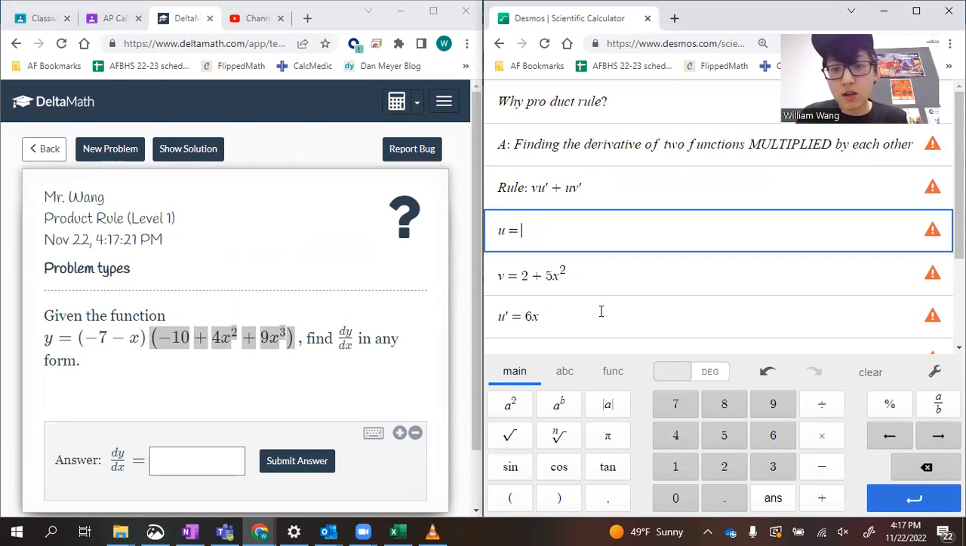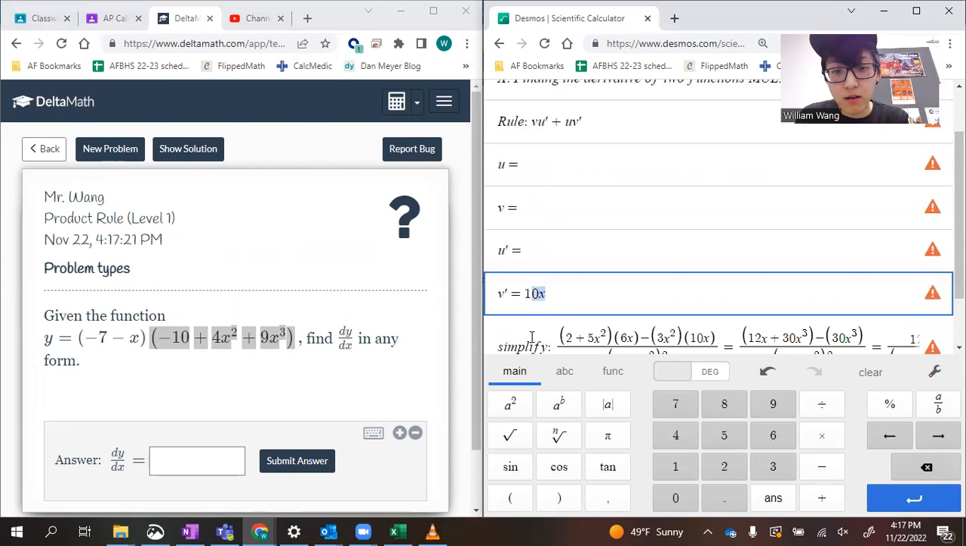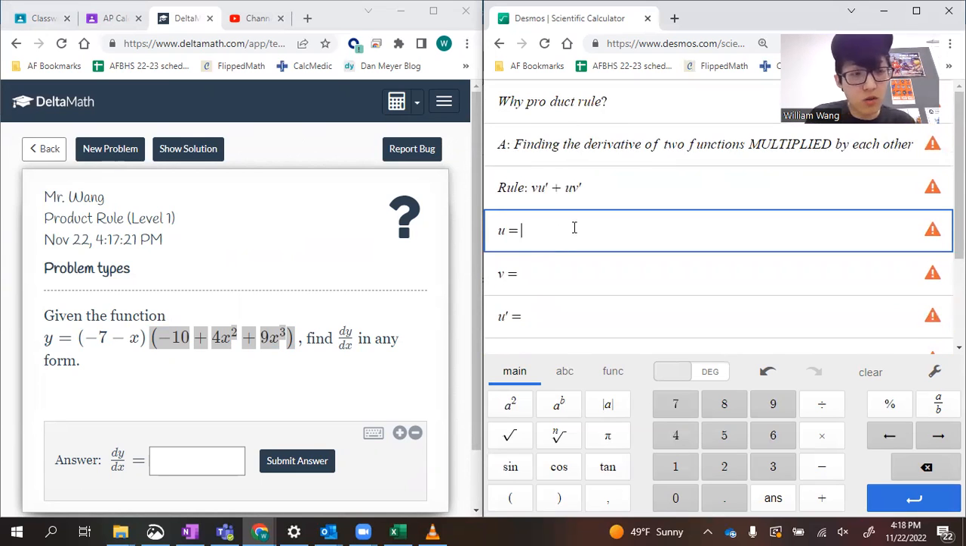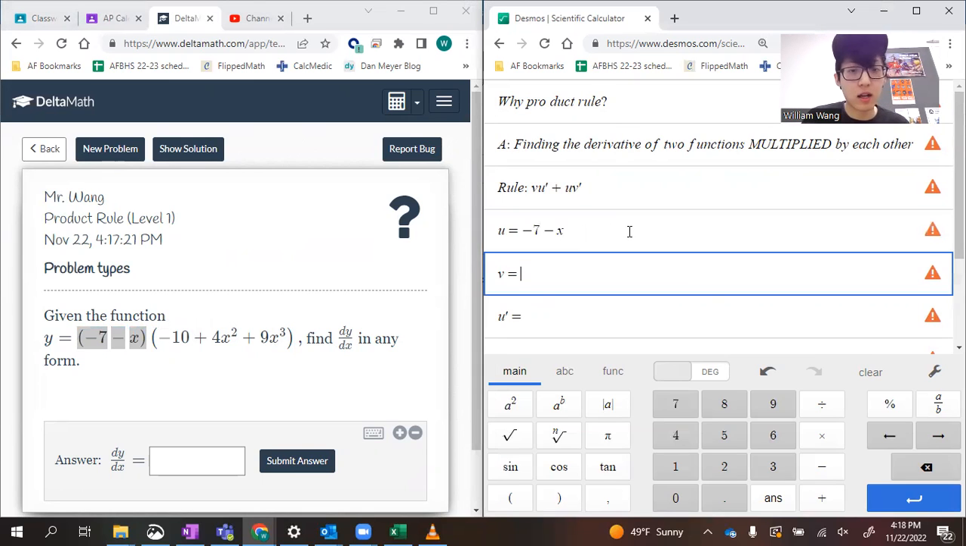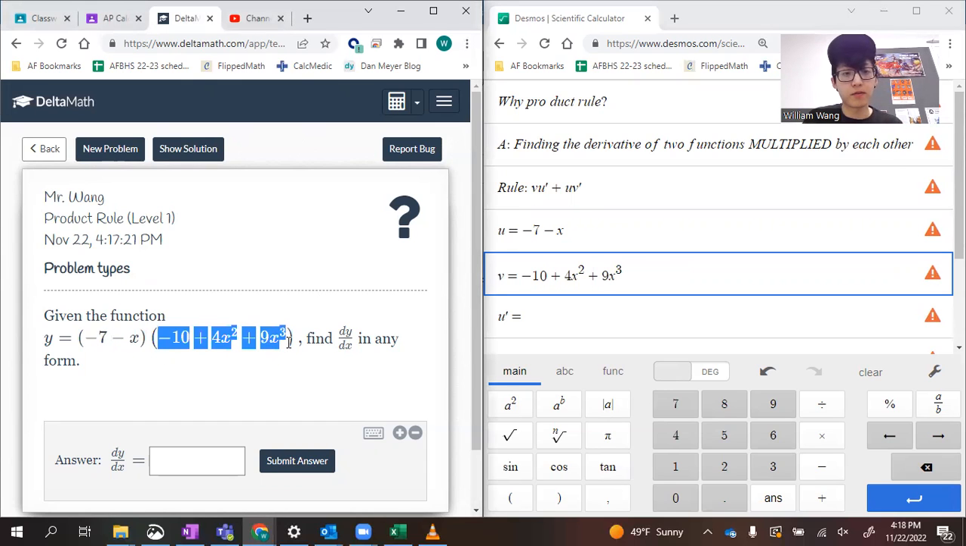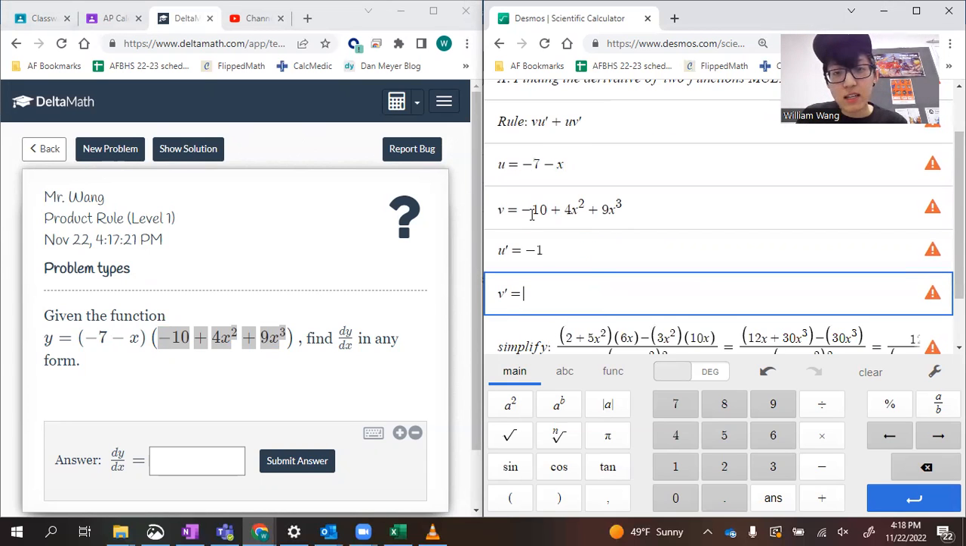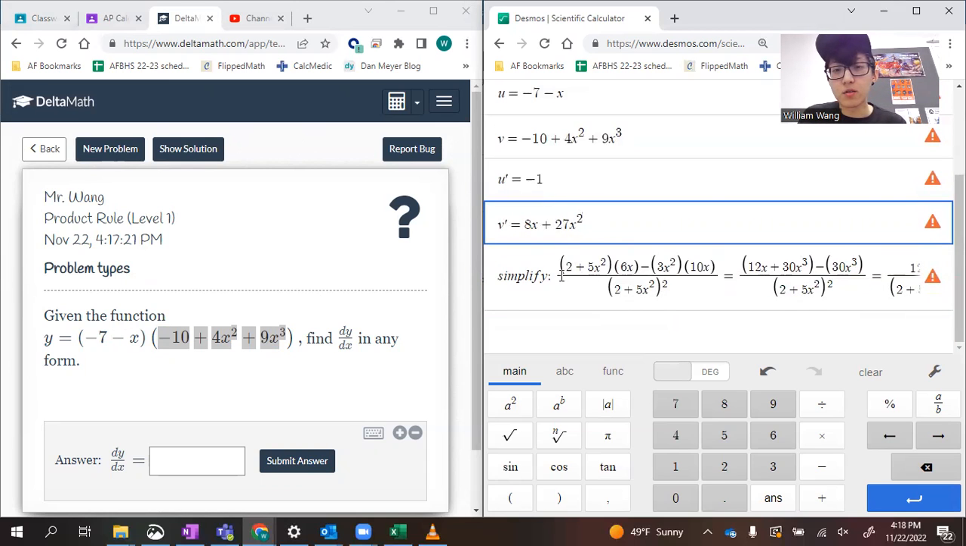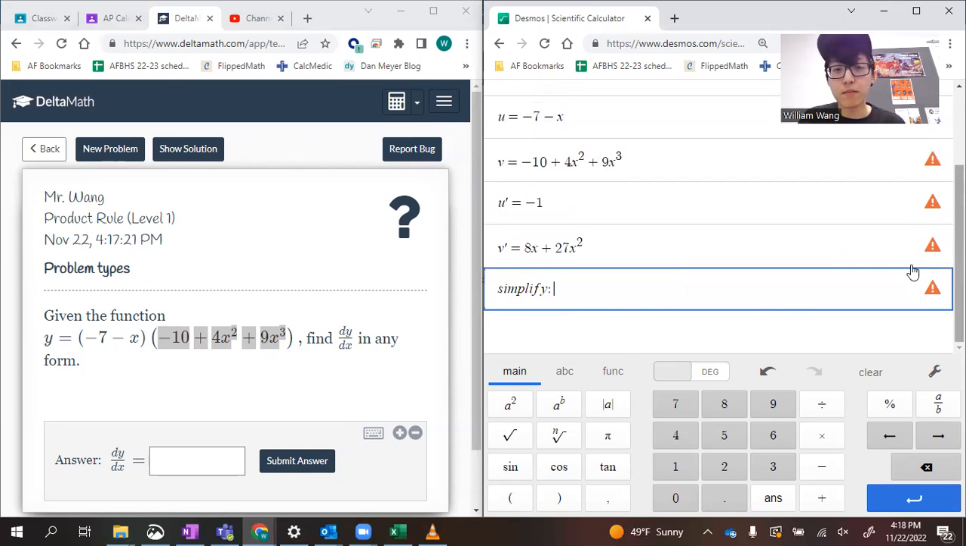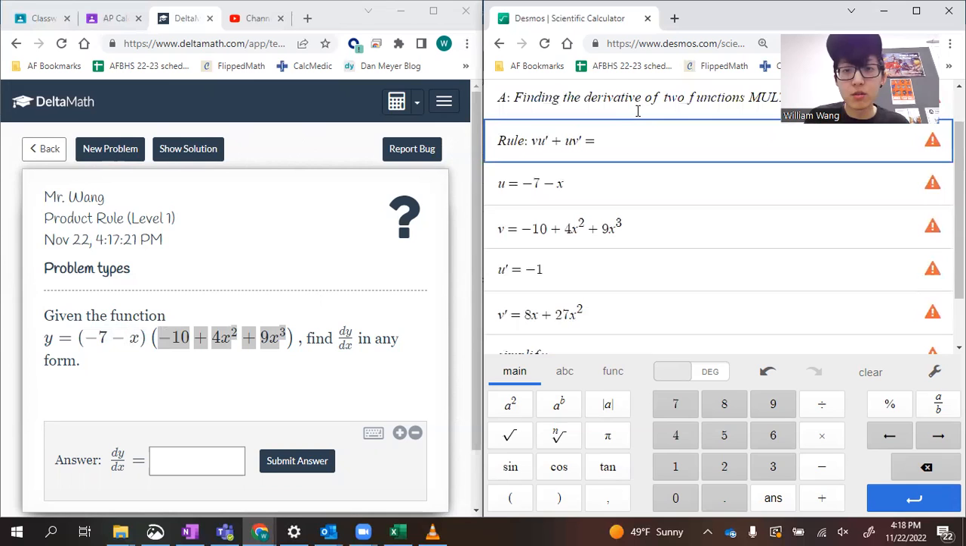Let's figure out my u, v, u prime, and v prime again. What is my u? Well, my u is this first function, and they wrote it all in parentheses, which is nice. So -7 minus x multiplied by my v, which is -10 plus 4x squared plus 9x cubed. It's this whole second chunk. Times u prime, the derivative of -7 minus x is -1. Derivative of the second term is 8x plus 27x squared, that's my v prime. All right, so let's plug it into my rule. V u prime, I'm going to try to make sure I don't make any mistakes this time.